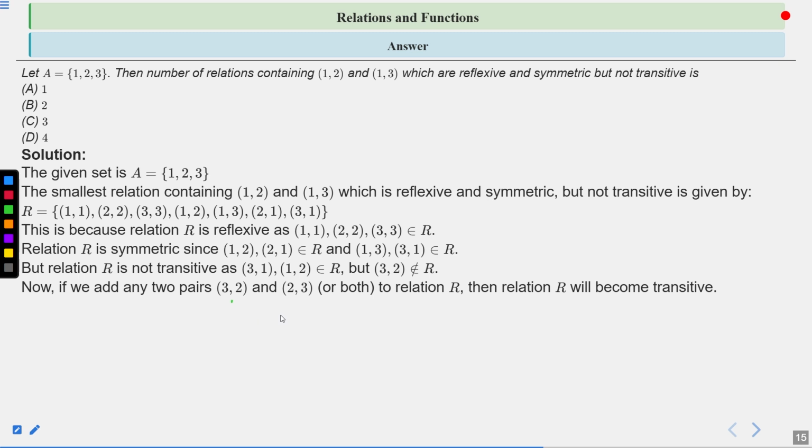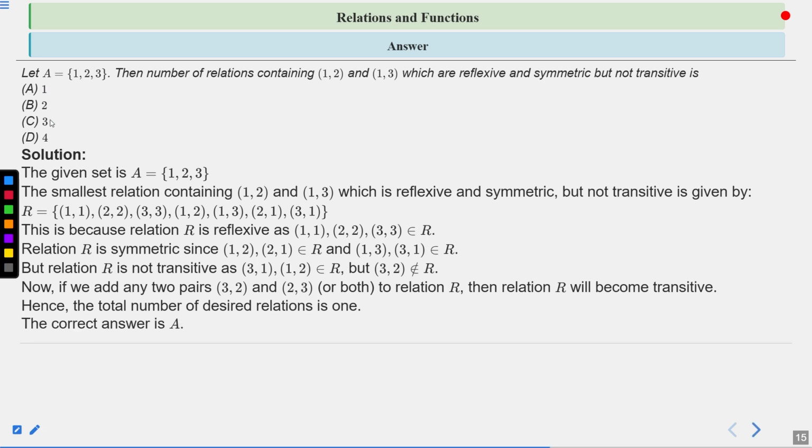Got it? Hence the total number of desired relations is 1. So there will be only one relation on the set A which must contain (1, 2) and (1, 3), and the relation should be reflexive and symmetric but not transitive. So there must be only one relation. Got it? So option A is the right answer. Clear?